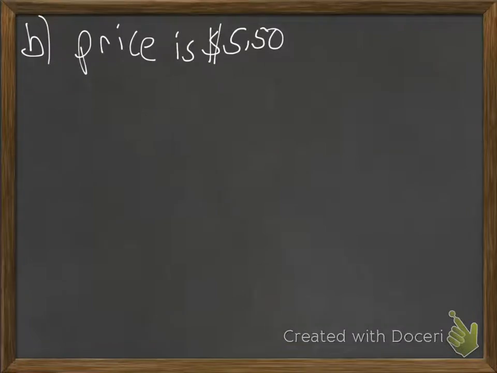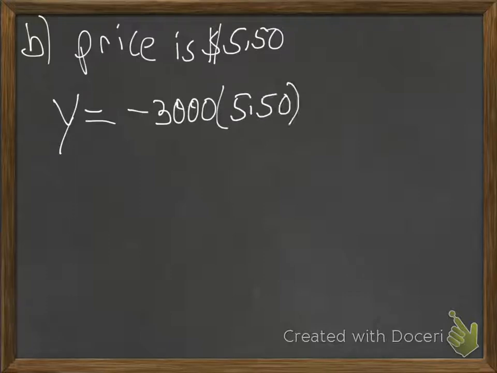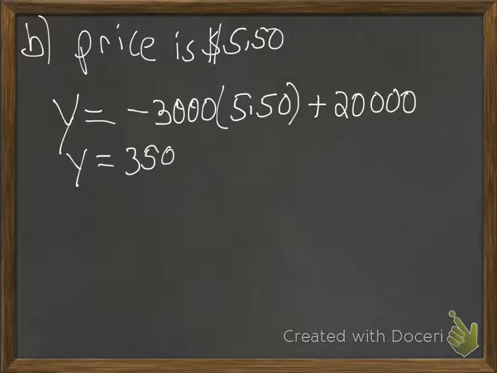So we go right to our equation, plug in 550 for X. So it's negative 3,000 times X. And when you do, we'll find out that Y will be 3,500 fun noodles. So if we charge $5.50, we'll get 3,500 fun noodles.